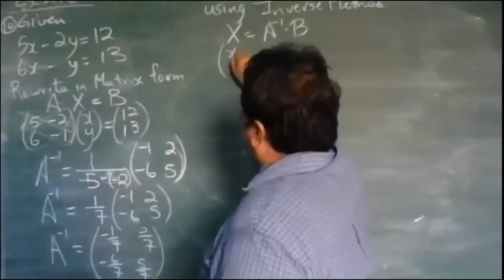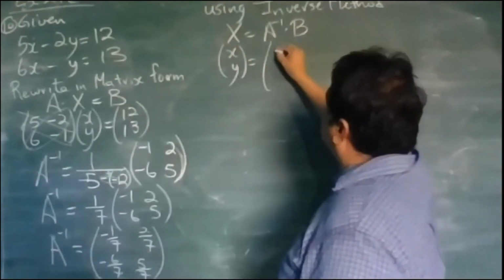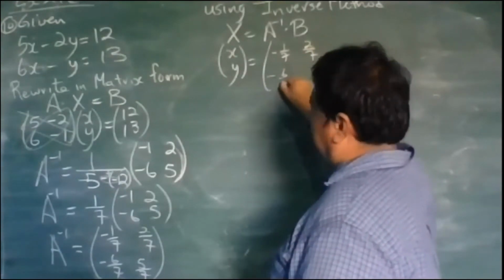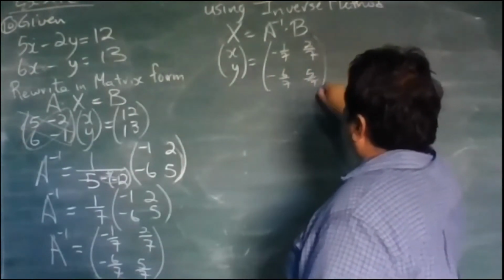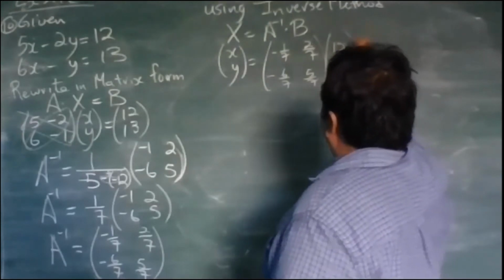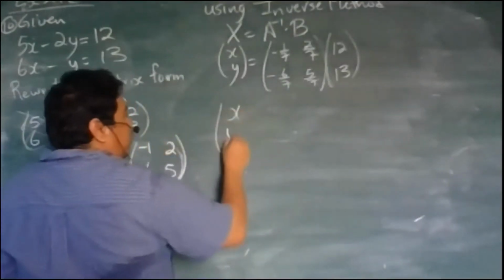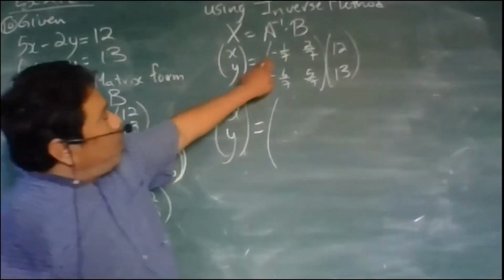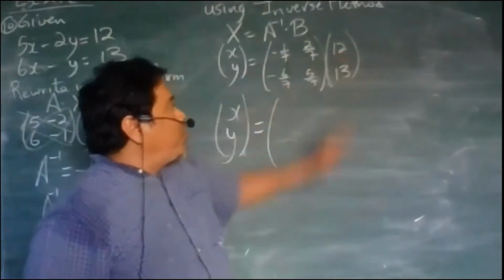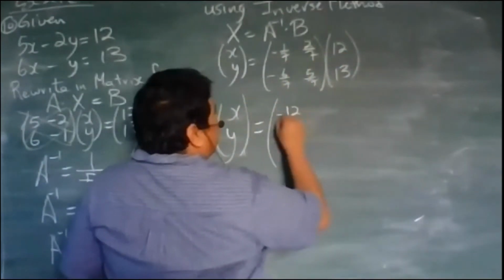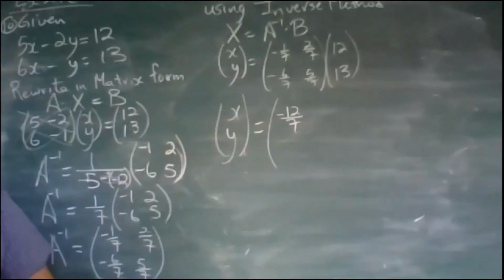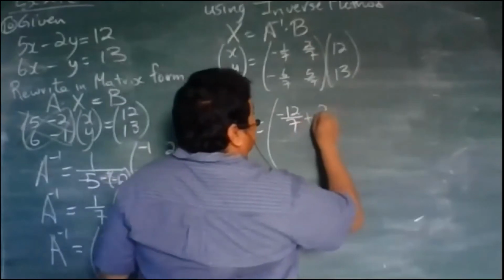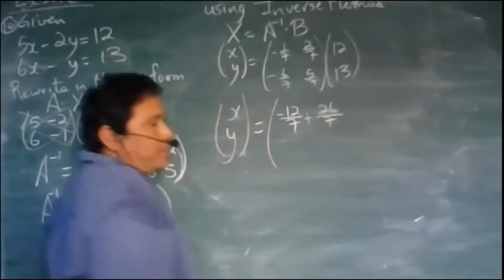So I have x, y equals negative 1/7, 2/7, negative 6/7, 5/7 times 12, 13. So I'm just going to multiply now. So negative 1/7 times 12 is obviously negative 12/7. 2/7 times 13 is positive 26/7.